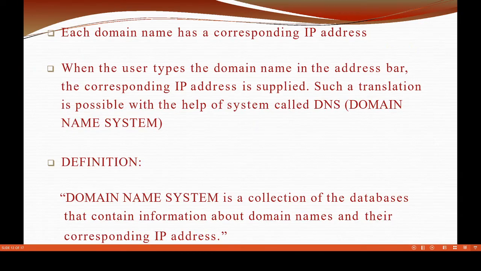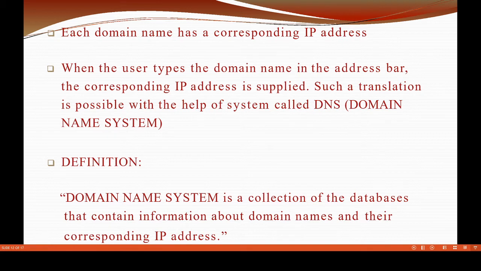Domain name system, each domain name has a corresponding IP address. For example, suppose you are using a YouTube channel, and then you can check which IP address it is using. Each and every organization may have a corresponding geographical regional domain, and each is using a corresponding IP address. When the user types a domain name in the address bar, the corresponding IP address is supplied. Such a translation is possible with the help of DNS, domain name system.